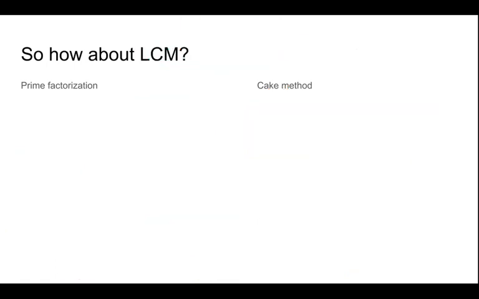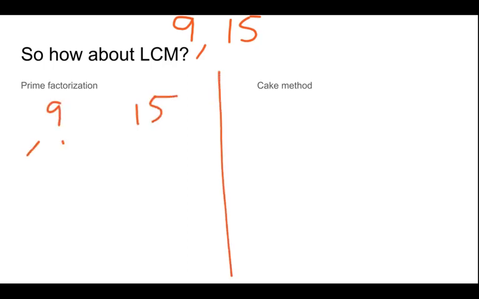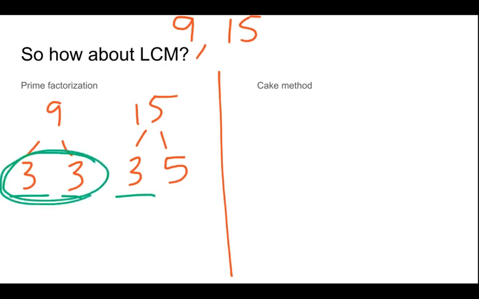Let's try another example. Let's do 9 and 15. Again, I could do prime factorization, so break it down. 9 breaks down into 3 and 3. 15 breaks into 3 and 5. As you can see, we see the number 3 in both lists. So what I want to do is look at each list and see the most amount of times it appears. Over here on 9, it appears twice. Over here on 15, it only appears once. So the 2 is bigger than the 1, and I'm going to use 3 twice. And then there's a 5. So I would have 3 times 3 times 5, which is going to give me 45.